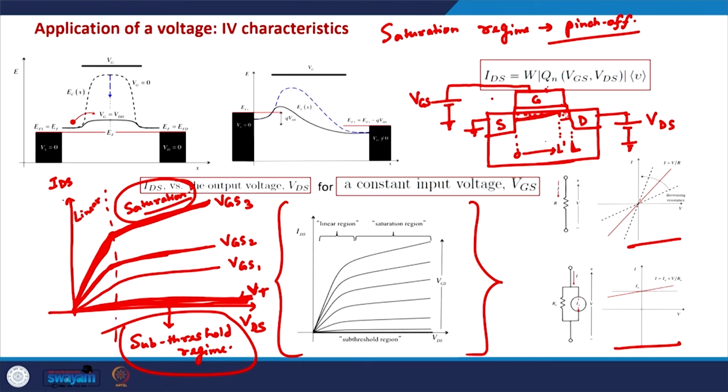In short channel MOSFETs, however, there might be a different reason as well, and that is known as the velocity saturation. So the first reason of saturation is pinch off. The second reason of saturation might be velocity saturation.